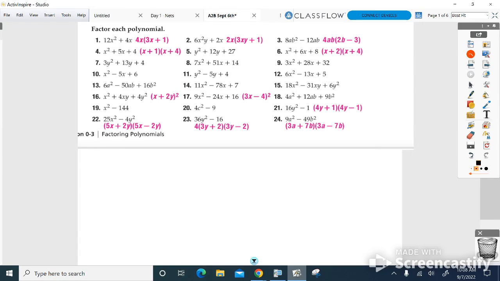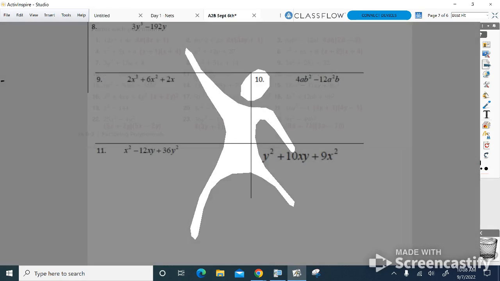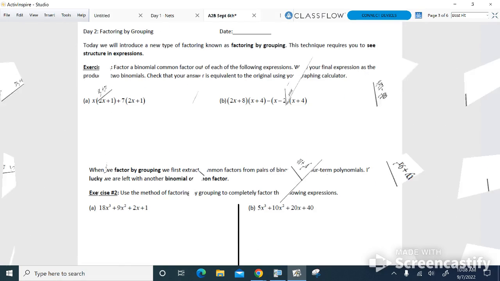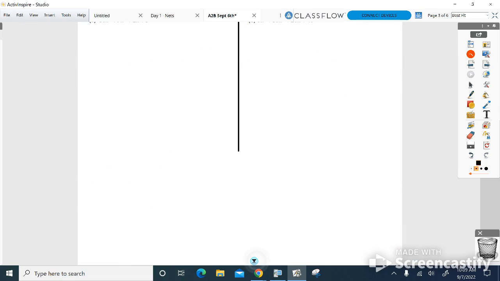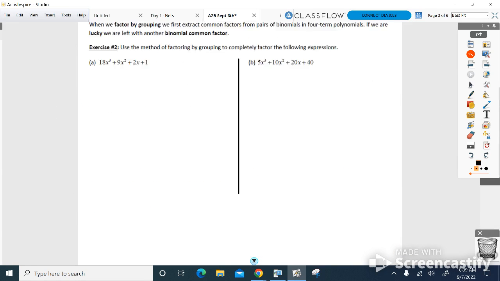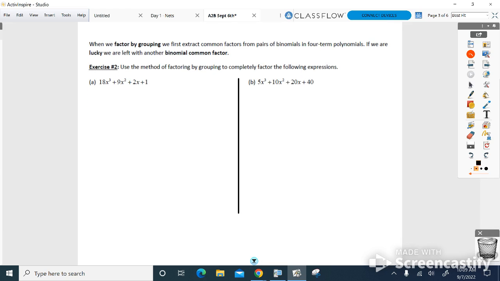All right, let's do this. Let's go right to the first problem here today. All right, let's take a look here. 18x to the third plus 9x squared plus 2x plus 1. First thing I want to discuss is what's wrong with all the other methods we went over yesterday.